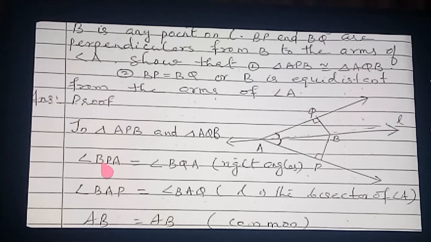First, angle you see, BPA and BQA. Which are the angles? It is already given that BQ and BP are perpendicular to the arms. Perpendicular means these two angles are always 90. Therefore, angle BPA and angle BQA are right angles. Clear that point? Yes. One angle you got now. So what we have written here? Right angles.